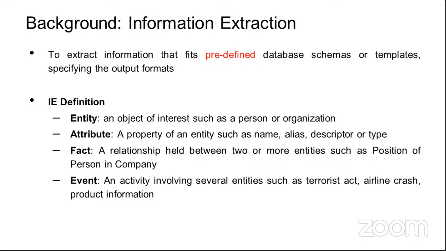Yeah, so as I have already mentioned, information extraction is basically to extract information that fits predefined database schemas or templates specifying the output formats. So there are information extraction definitions. There will be an entity, an object of interest such as a person or an organization; an attribute, a property of an entity such as name, alias, descriptor or type; a fact, a relationship held between two or more entities such as the position of a person in a company; and an event, an activity involving several entities such as a terrorist act, airline crash, product information, etc. So we will have an entity, then the entity will have several attributes, then there will be some relationships between two or more entities, and then there will be events, where an event consists of multiple entities.